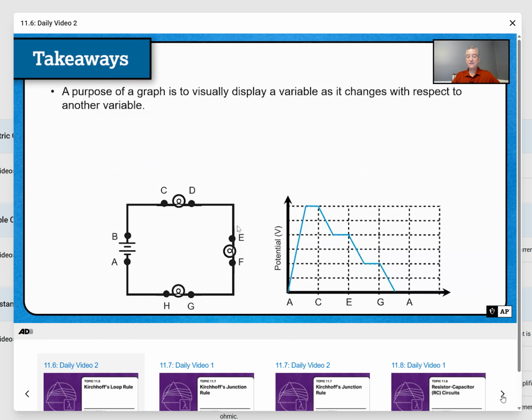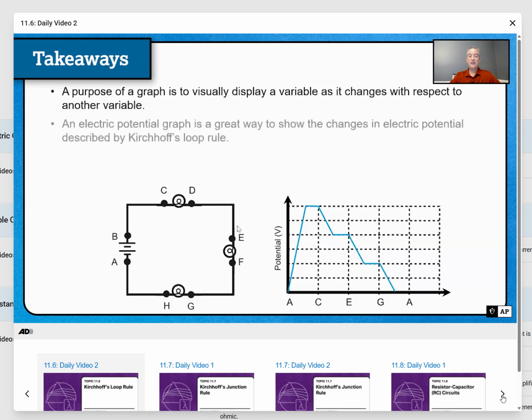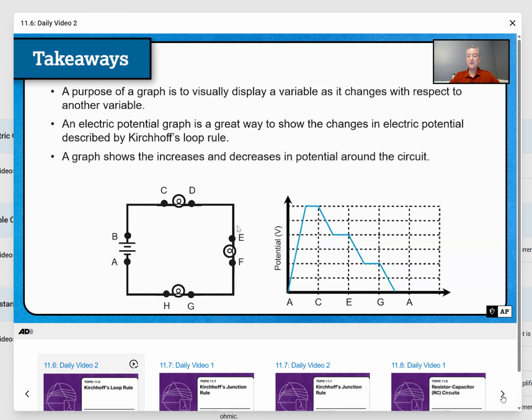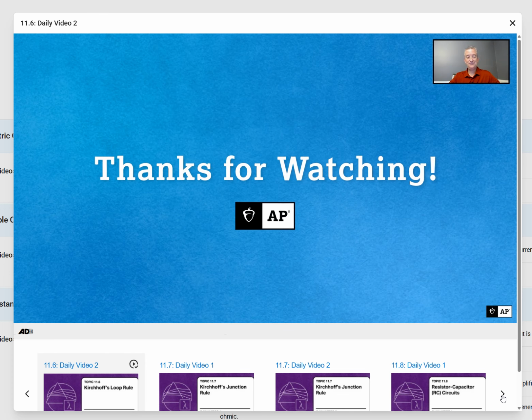The purpose of the graph is to visually display a variable as it changes with respect to another variable. An electric potential graph is a great way to show the changes in electric potential described by Kirchhoff's loop rule. The graph shows the increase and decrease in potential around the circuit, and the graph also shows that the total change in electric potential is always equal to 0. Thank you very much.